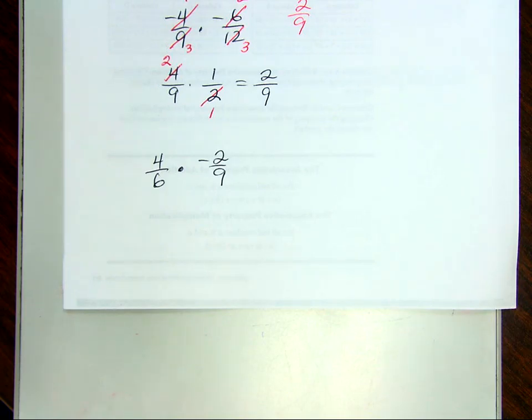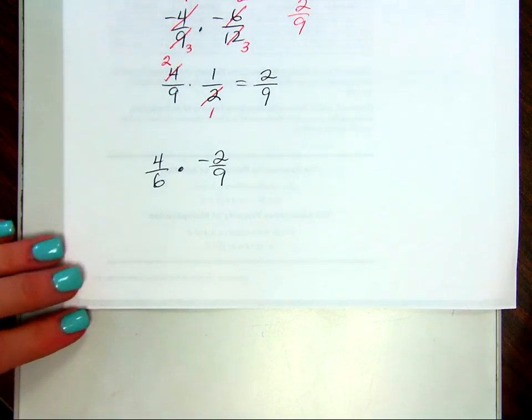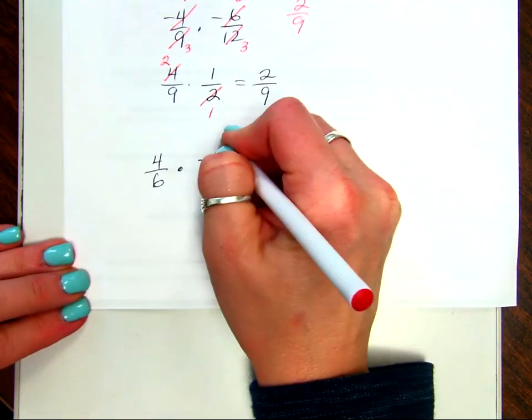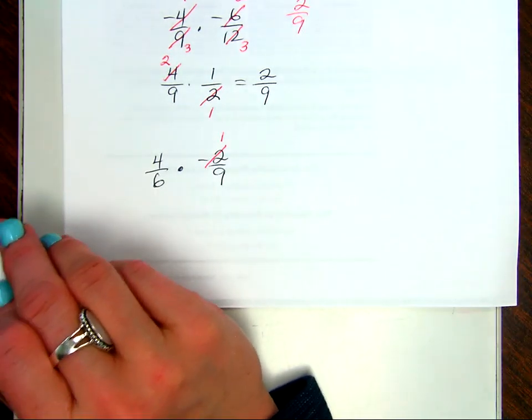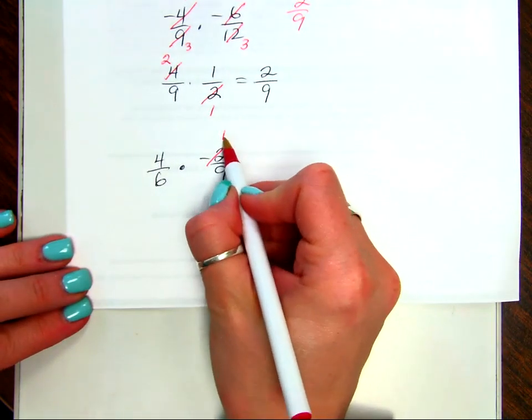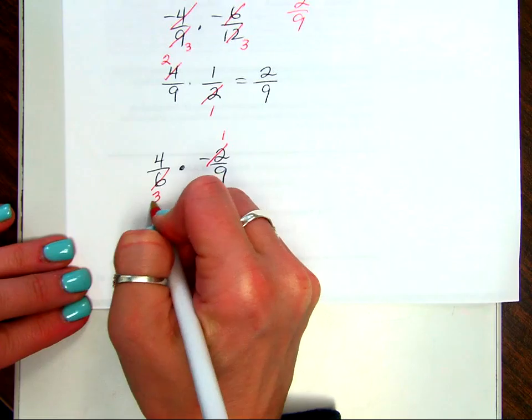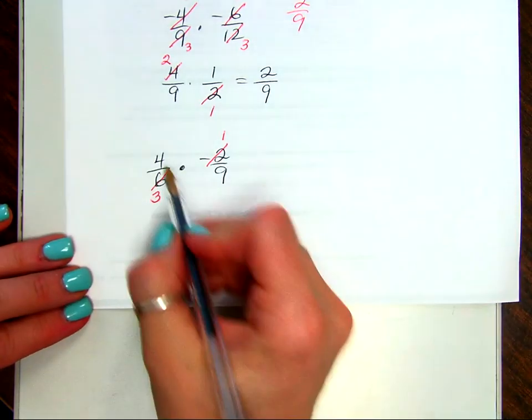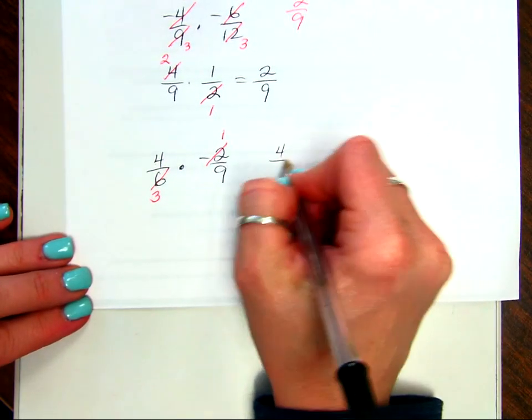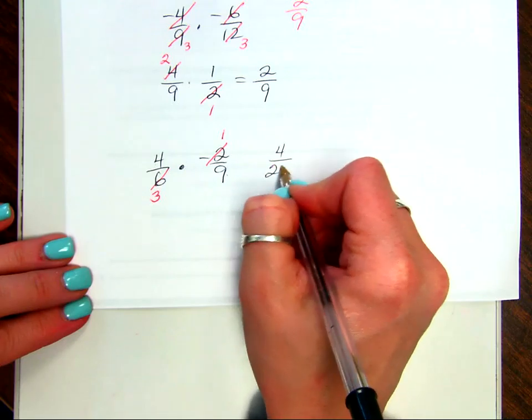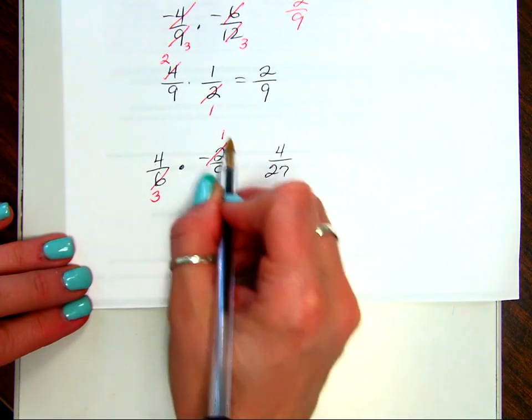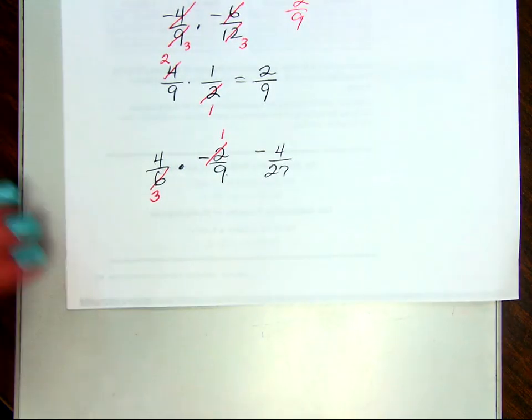What's a positive times a negative? Good, Brooke. Yes. Good. 2 goes into itself once and into 6 3 times. Negative. 4 times 1 is 4. 3 times 9 is 27. And what's a positive times a negative? Think you got it? Okay.